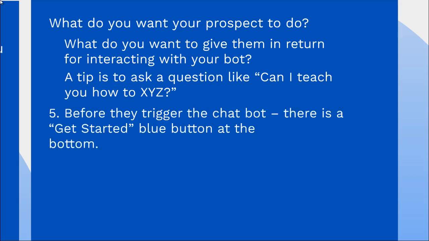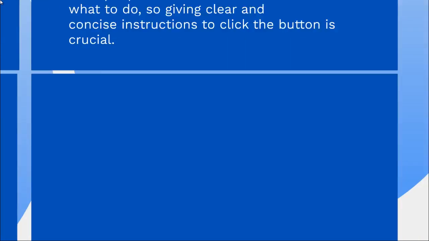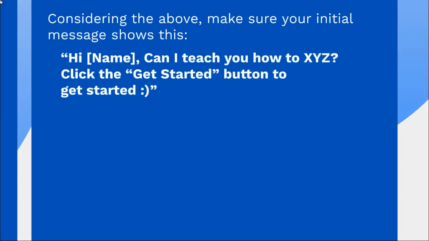Before they trigger the chatbot or press that get started blue button at the very bottom, most people don't know that it's even there. So like I said earlier, you need to be concise. You need to give clear instructions on what to do. So here's what you do. Considering the above, make sure that your initial message shows this. Hi, name. Can I teach you how to XYZ? Click the Get Started button to get started.